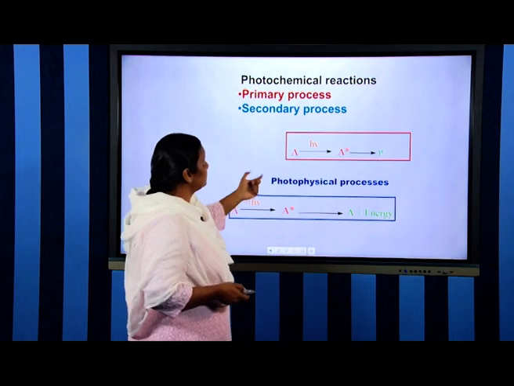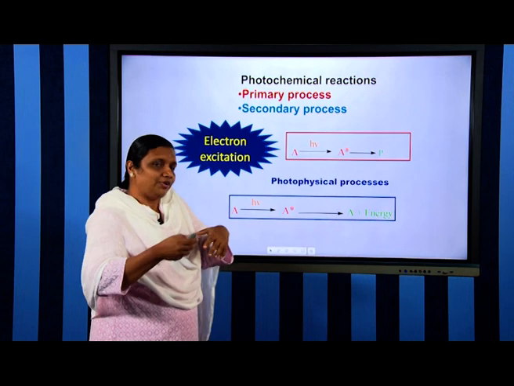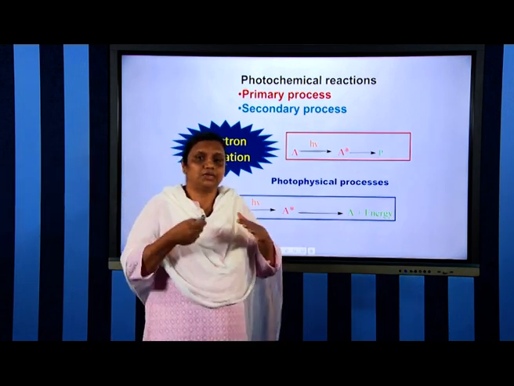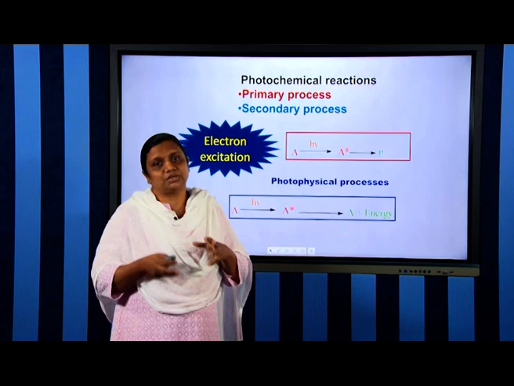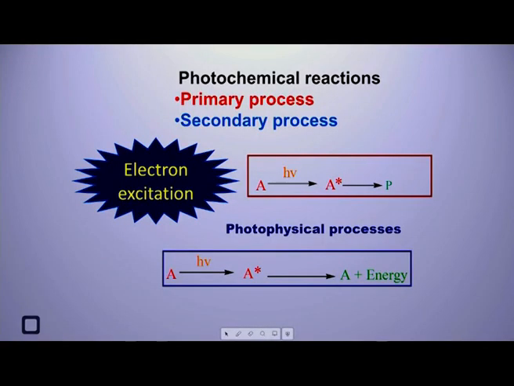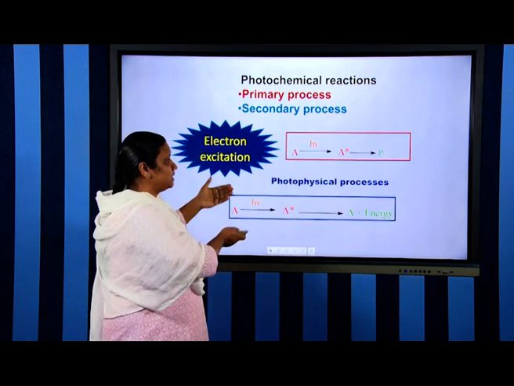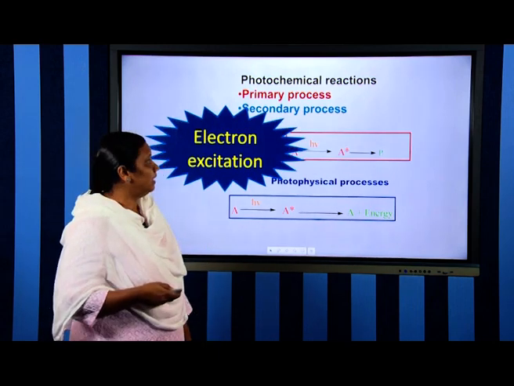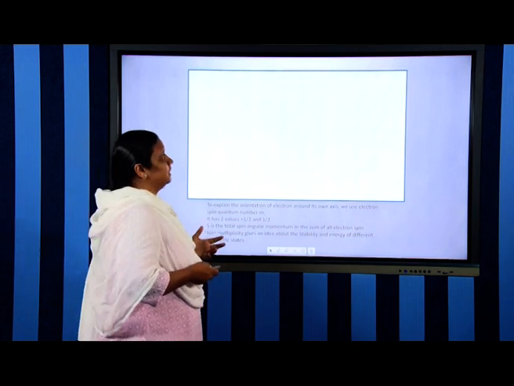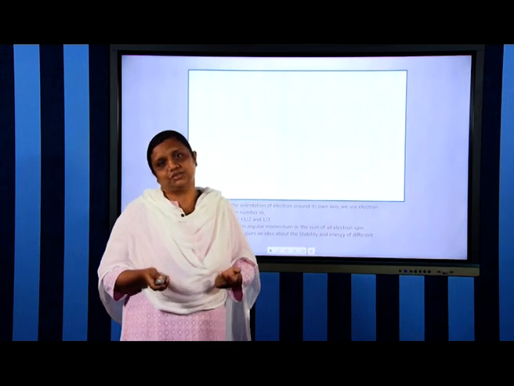These two processes literally involve electron excitation. We know that every chemical reaction involves electron transfer or sharing of electrons. In fact, it is the electrons that are responsible for chemical reaction, and in a photochemical reaction it is the electron excitation that is responsible for the reaction to happen. So, for both the photochemical reaction and the photophysical process, it is electron excitation that is happening. Now, if we study this electronic excitation, we need to know how the electron is excited and what happens after excitation.